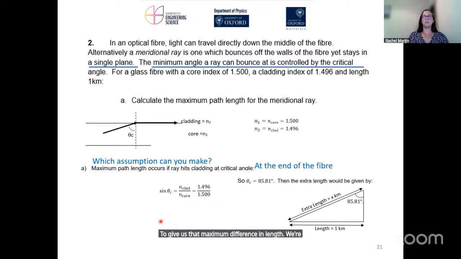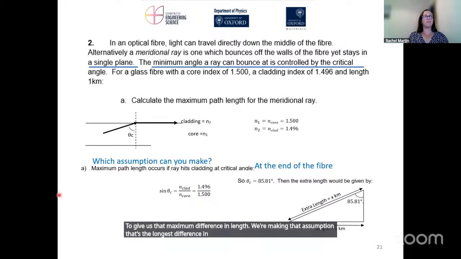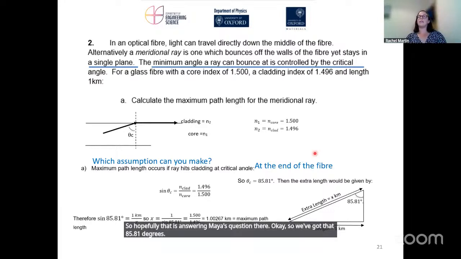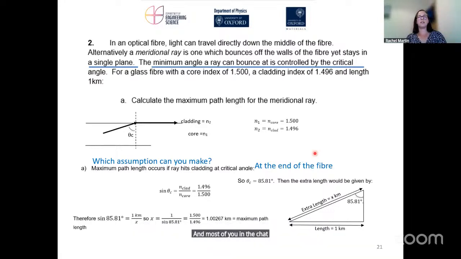We're making that assumption that's the longest difference in length we can have. So hopefully that is answering Maya's question there. Okay, so we've got that 85.81 degrees. And most of you in the chat, well done, are getting this maximum path length at that point.